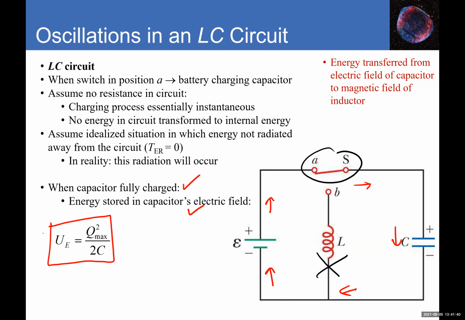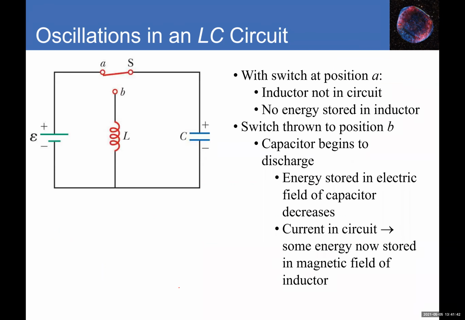Okay. Now, next, what we do here is throw this switch to B. That means instead of A, we throw this to B, which means now the battery is out of the circuit. So our circuit is just like this. As soon as we throw that switch to position B, the capacitor starts to discharge.